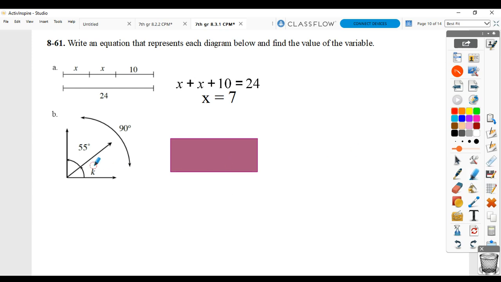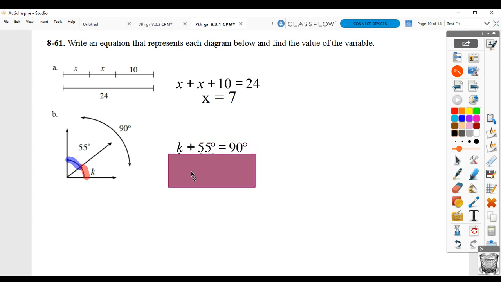For this one, what we have is k plus 55 equals the entire angle of 90. And again, you could solve that algebraically or reason it out. K should equal 35 degrees.